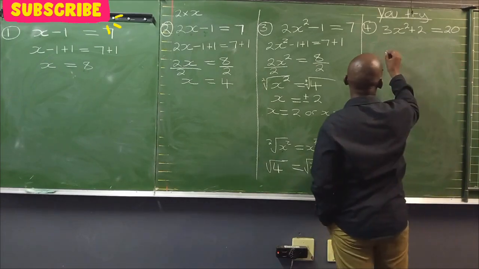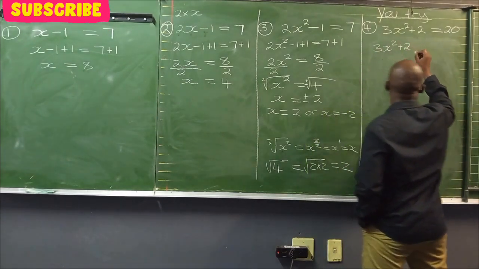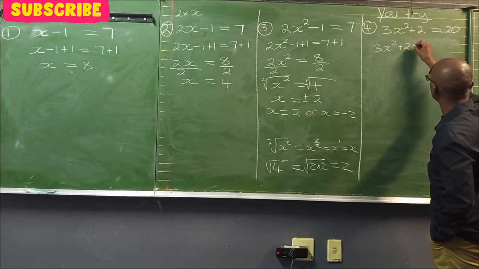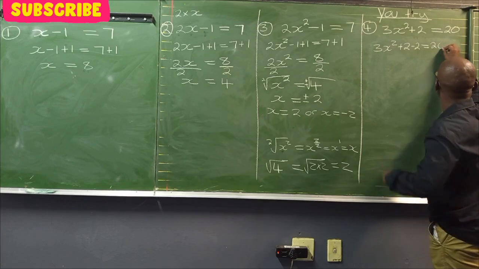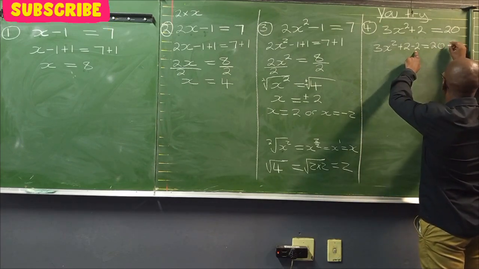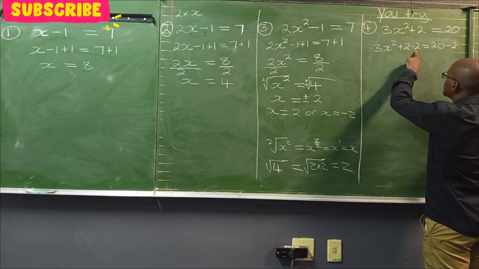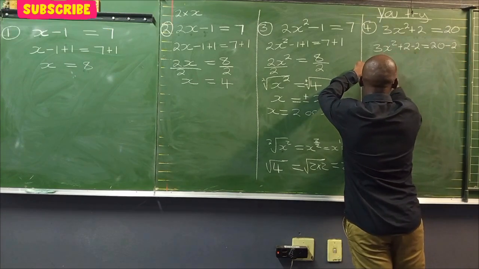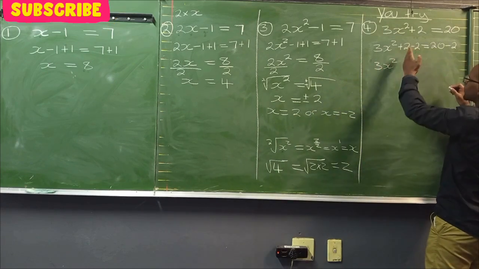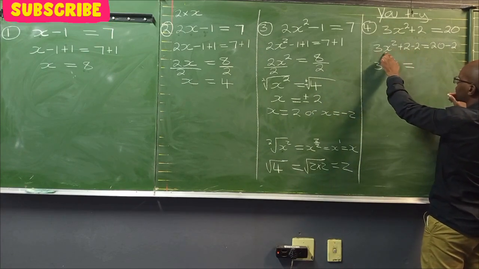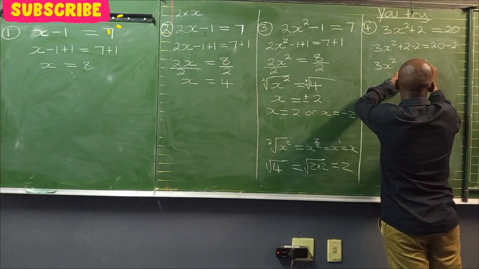So here we are going to have 3x squared plus 2. So I need to get rid of this positive 2, so I add a negative 2. Then whatever I do on the left-hand side, I also do on the right-hand side. So I will also add on the right-hand side a negative 2. Now we have 3x squared is equal to, so 2 minus 2 is equal to 0, so it falls away. We are left with 3x squared is equal to 20 minus 2, which gives us 18.